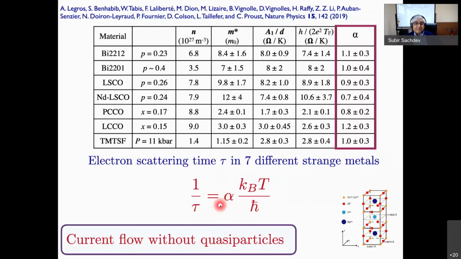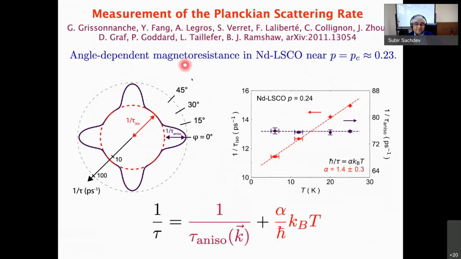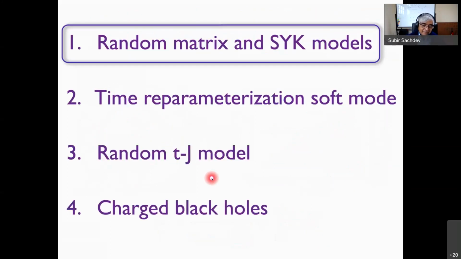So here's another recent observation by Brad Ramshaw and Louis Taillefer. This is by angle-dependent magnetoresistance measurements, so it's not transport directly. It's a measurement of how things oscillate as a function of angle, and from that they read off an isotropic component of the electron scattering time on the Fermi surface. And this isotropic component again obeys this 1 over tau going as kT over h bar. All right, so that's a quick summary of a lot of experimental data.